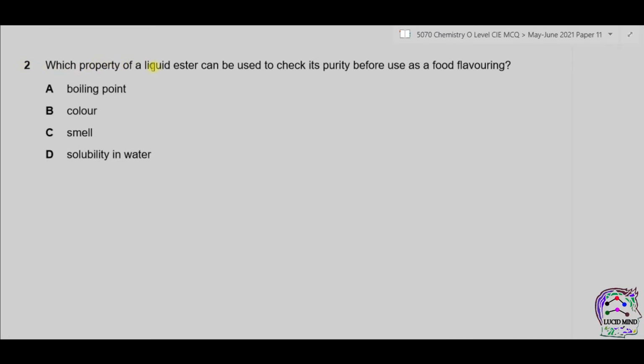Question 2. Which property of a liquid ester can be used to check its purity before using as a food flavoring? Now purity of a liquid can be checked by its boiling point. You should always remember that pure substance always has fixed boiling point. Other properties like color, smell, and solubility do not show whether the substance is pure or impure. So the correct answer is part A.